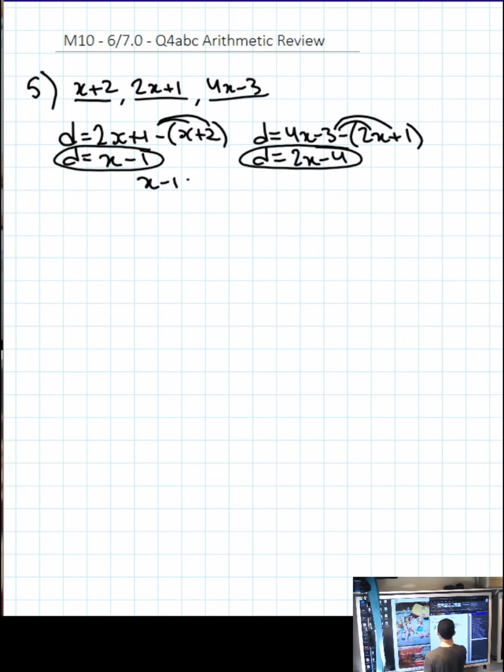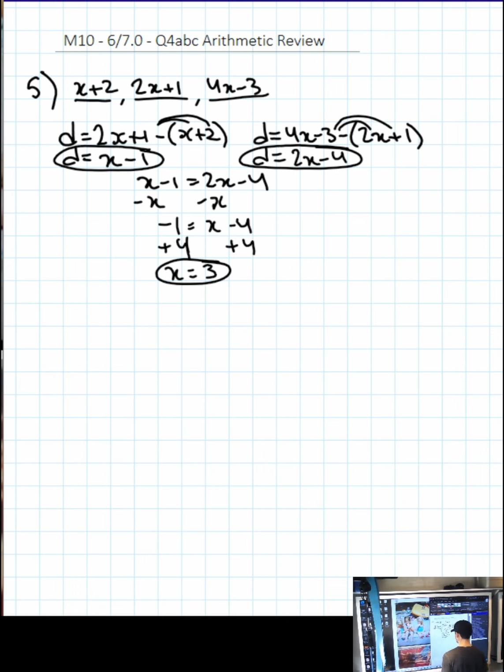So x minus 1 equals 2x minus 4. We can minus x from both sides. Minus 1 equals x minus 4. Add 4 to both sides. Mirror it. X equals negative 1 plus 4 is 3. Circle our answer. Check our answer.